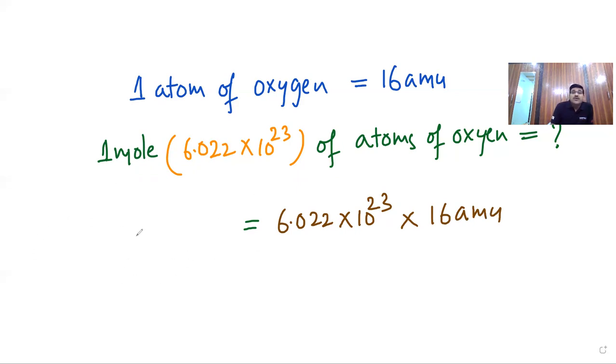Just cross multiplication here. 1 atom of oxygen, don't get confused. 1 atom of oxygen has 16 AMU of atomic mass. In 1 mole, how many are there? Avogadro number of atoms of oxygen will consist of how many atomic mass units? So 6.022 into 10 to the power of 23 into 16 AMU.